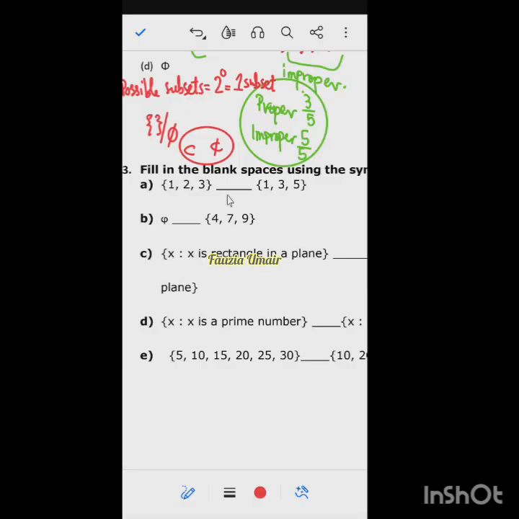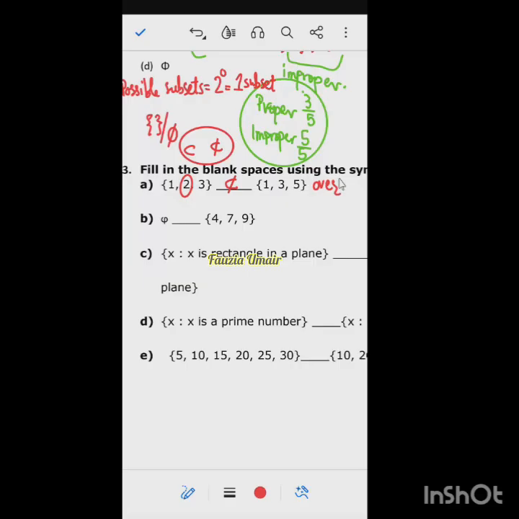Why do you think so, Tawassul? Ma'am, because 5 is not in the first one. The 5 is not an issue. The issue is this 2. If this 2 were not there and it was 1, 3, then it would be a subset. But because there is a number which is not in the parent or the bigger set, it is not a subset, right? These 2 sets are, there is another word, you must have studied in class 7, overlapping sets.